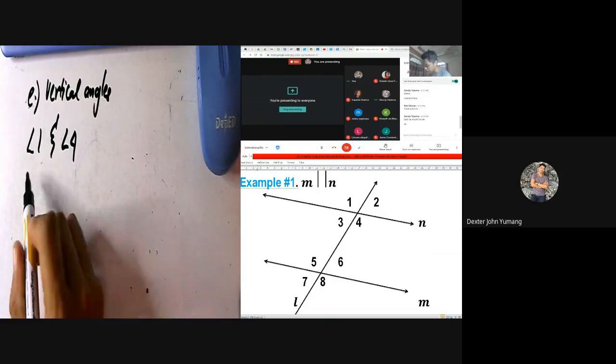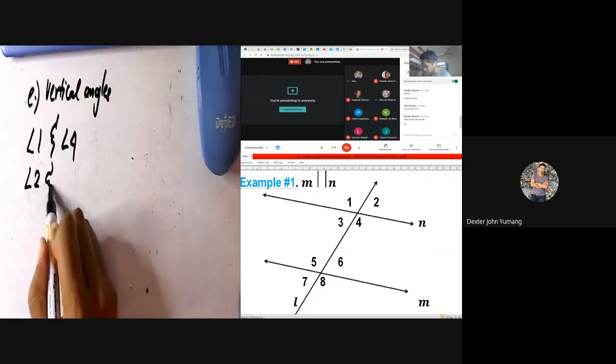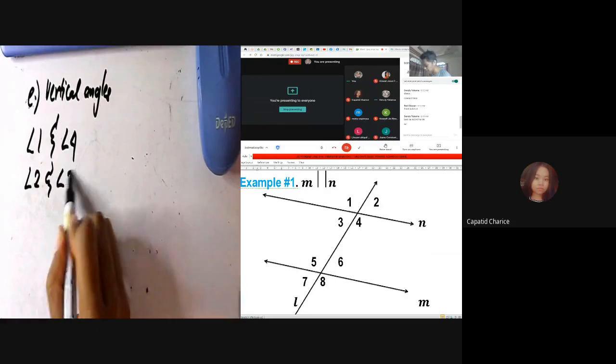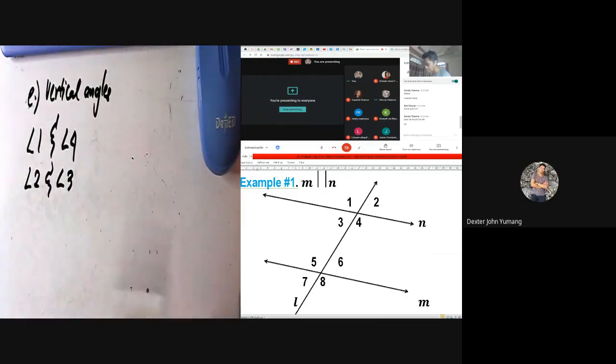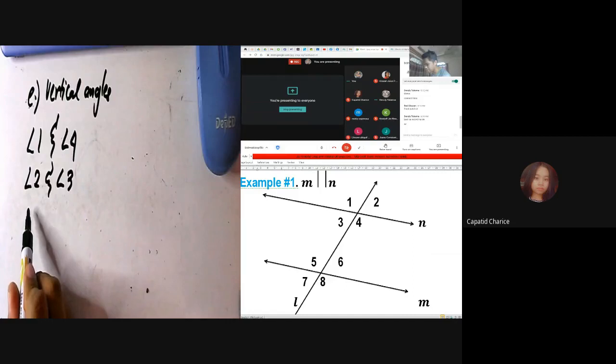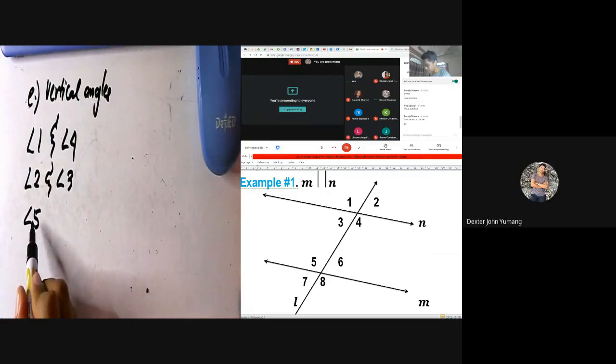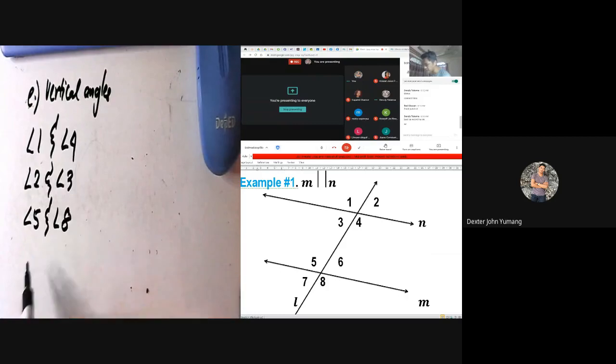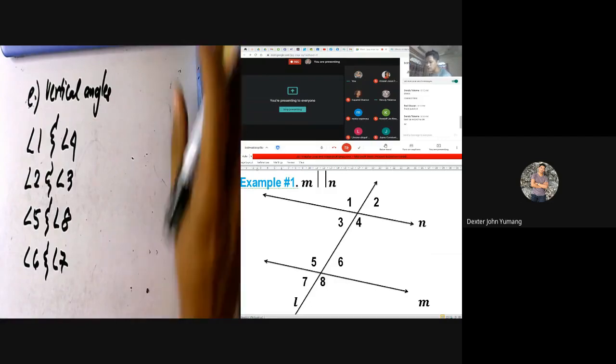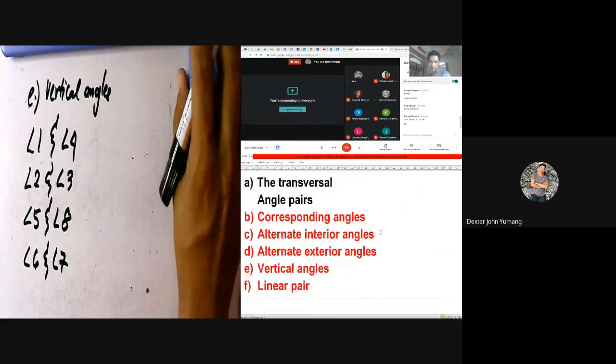Next, angle 2. Sino po ang partner or ka-vertical ni angle 2? Angle 3. Yes, that's good. What's next? Angle 5 and angle 8. Yes, that's correct. What else? Angle 6 and angle 7. That's correct. So, meron pa ba or wala na? Wala na po kasi na-mention na lahat. Apat lang. Okay, next. After letter E, letter F is linear pair.